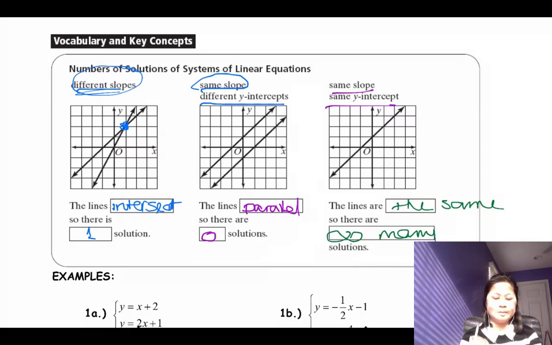Okay? If you don't have the graph, we can look at this information: different slope, same slope with different y-intercept, same slope with same y-intercept. It's important for you to have this somewhere. You can jot it down. You can take a picture. You have a phone in front of you. Do a screenshot of it so you have it somewhere, because you will need this again when we do practice and on your summative. Okay. Any questions for me about types of solutions?